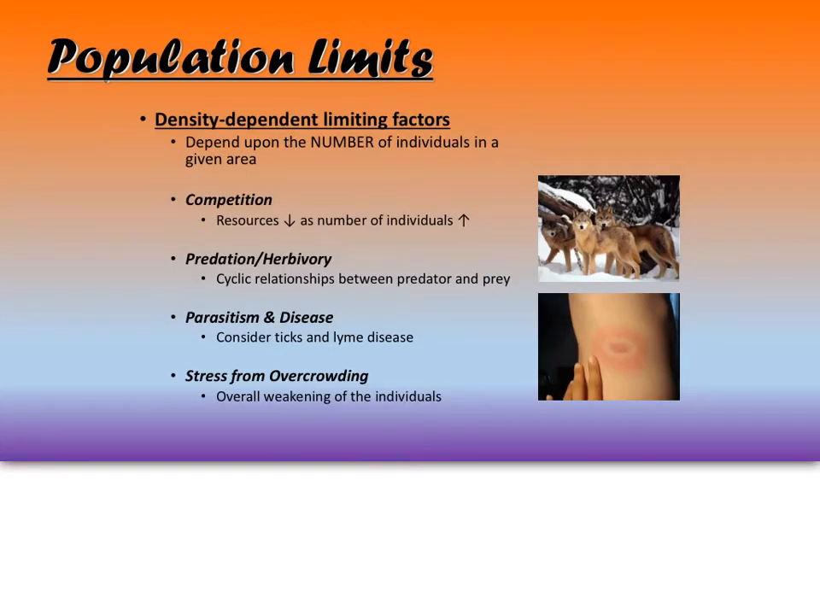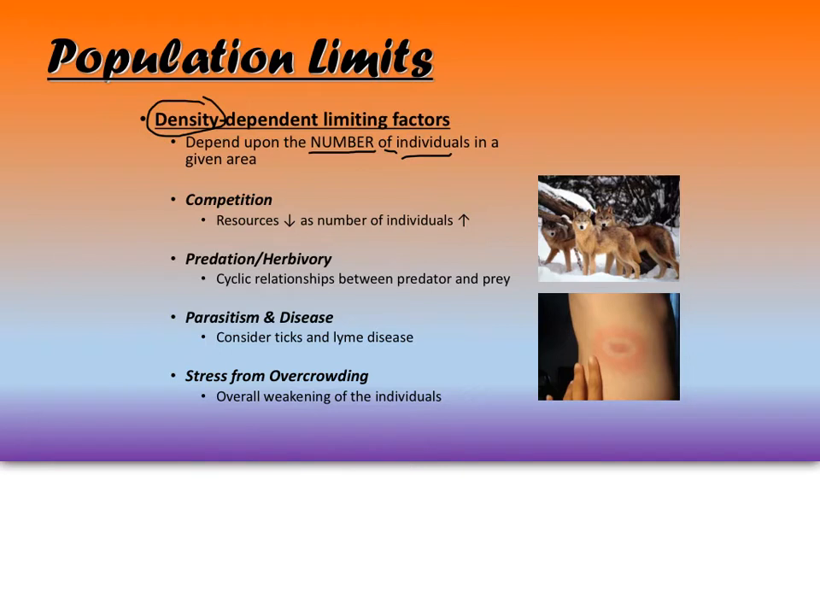The first type is called a density-dependent limiting factor. And so what this means is that the factor depends on the density of organisms that live here. So we actually are dependent upon the number of individuals in an area. So here are 4 different examples of density-dependent limiting factors.